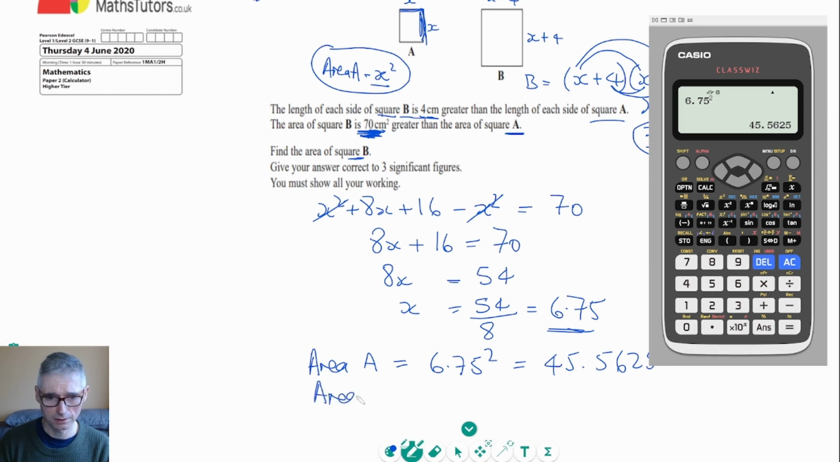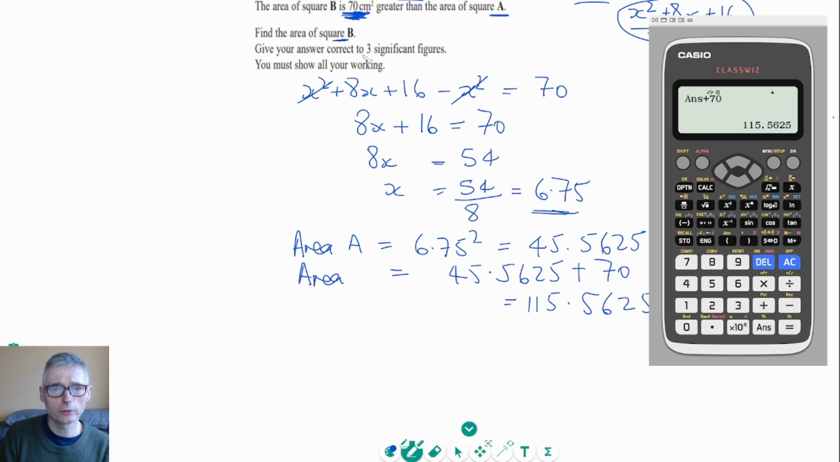So area B is going to equal this, 45.5625 plus 70. And we might as well, again, just do that on the calculator. So 45.5625, just add 70 to it. And we've got, pressing the SD button, 115.5625. And then finally, we're told that we've got to give the answer to 3 significant figures.